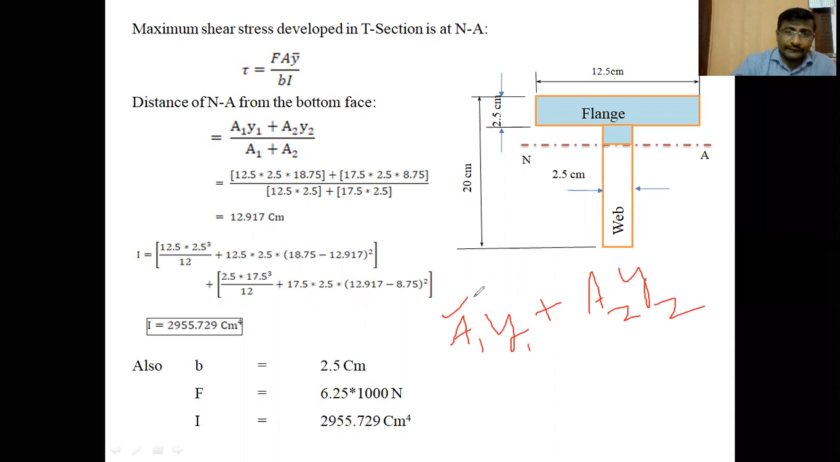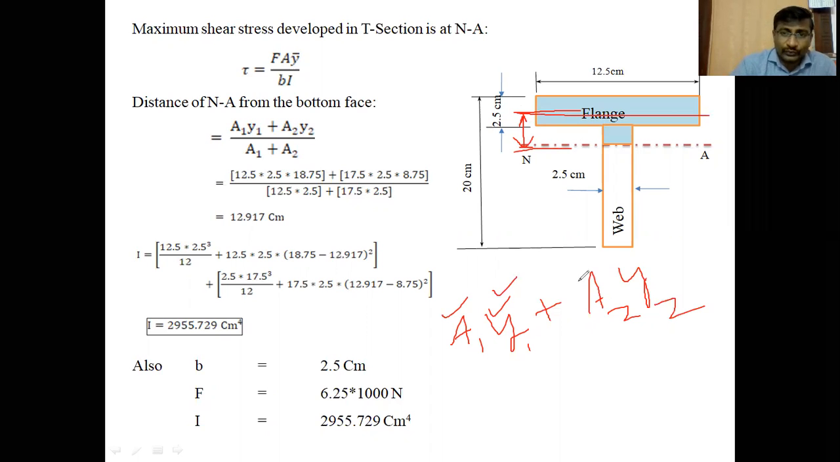So here A1 is the flange area, Y1. What is the Y1 here? Now we are going to find the AY bar from the neutral axis. So Y1 should be the distance from the CG of the flange to the neutral axis. The center of gravity of the flange is at its center, at a distance from the neutral axis, that is the Y1.